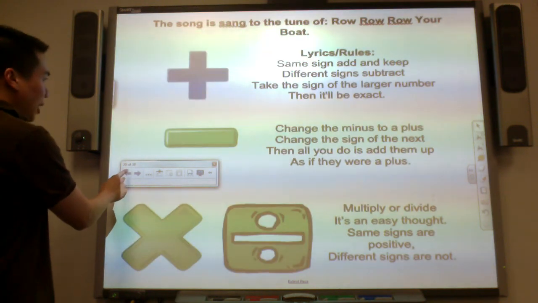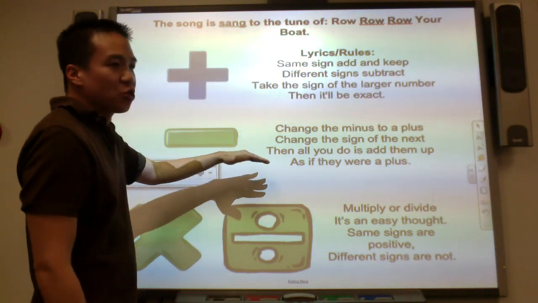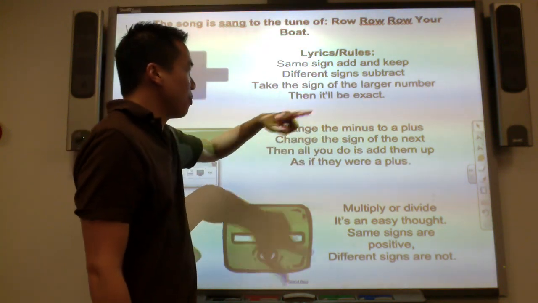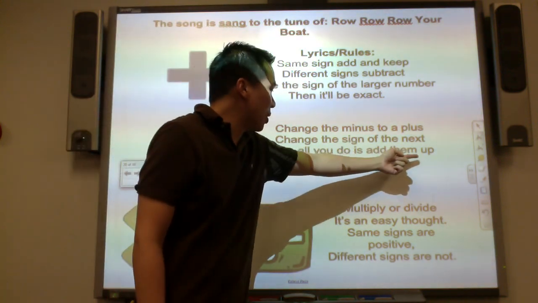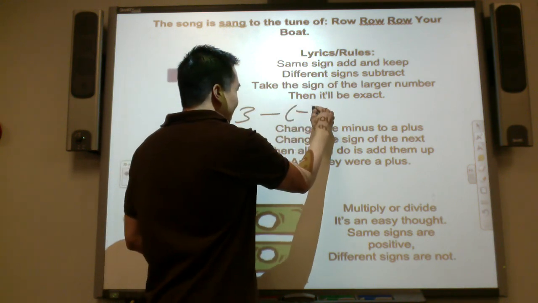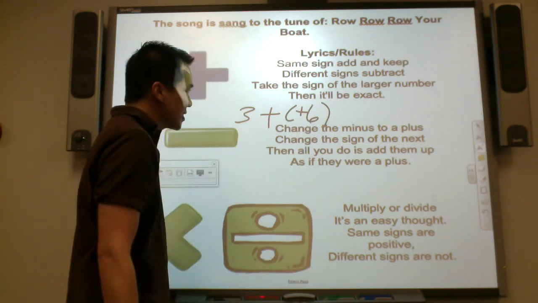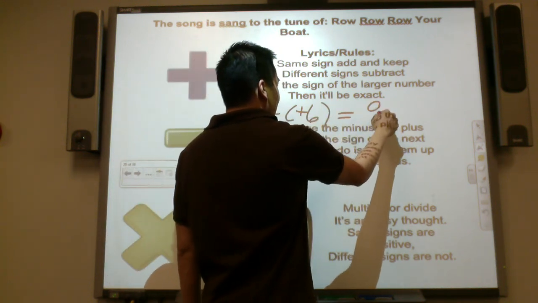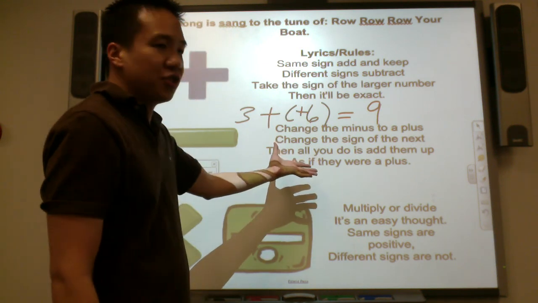What helps me, I'm a grown adult, and I still use this rule to this day. When you have a subtraction question with integers, positive and negative numbers, what I do is I change the minus to a plus, change the sign of the next, and all you do is add them up as if they were a plus. So 3 minus negative 6. You change the minus to a plus, change the sign of the next, and all you do is add them up as if they were a plus. 3 plus 6 is 9. So that is the study of subtracting integers. I use this to help me out.